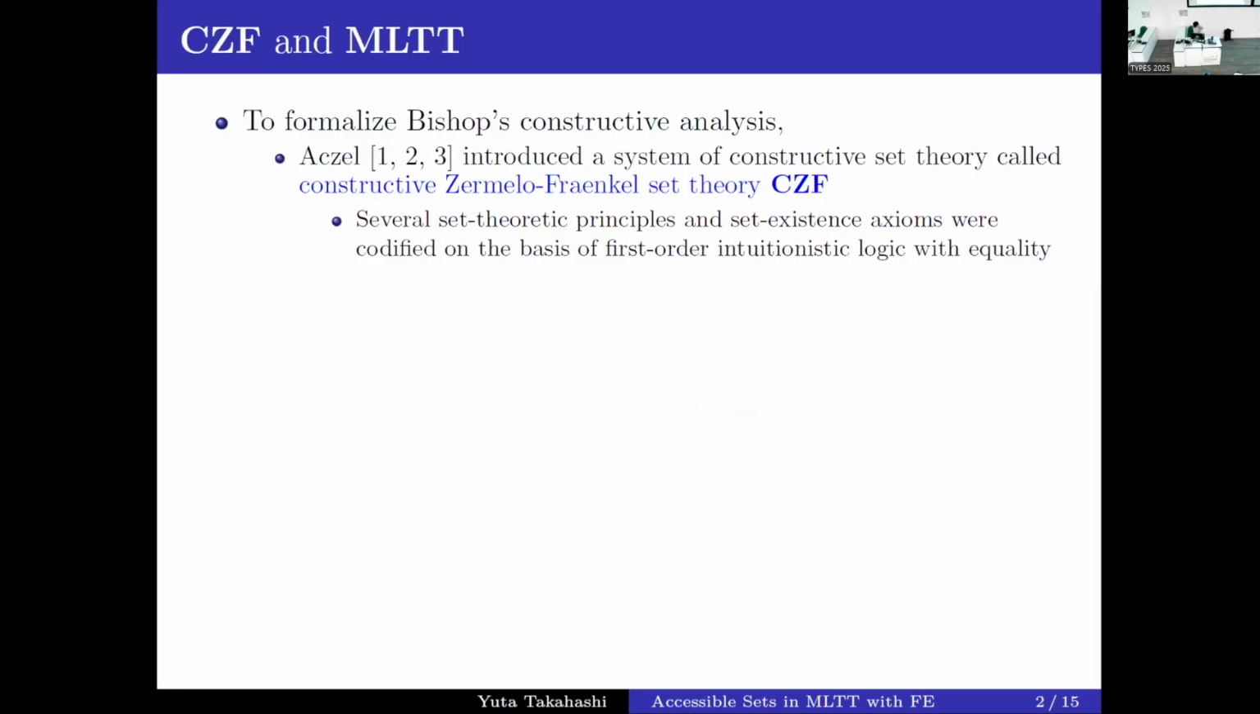The backgrounds are CZF and MLTT. To formalize Bishop's constructive analysis, Aczel introduced a system of constructive set theory called CZF. Here, several set theoretic principles and set existence axioms were codified on the basis of first-order intuitionistic logic with equality.